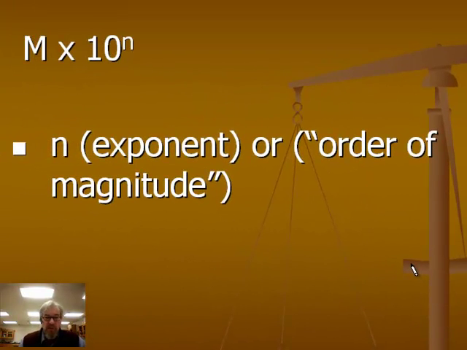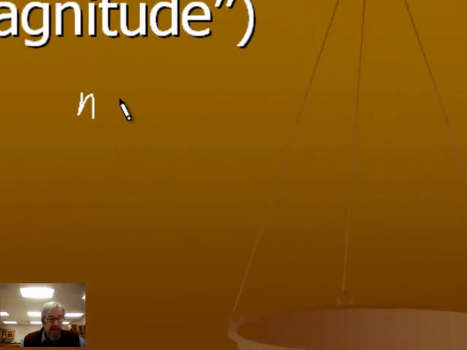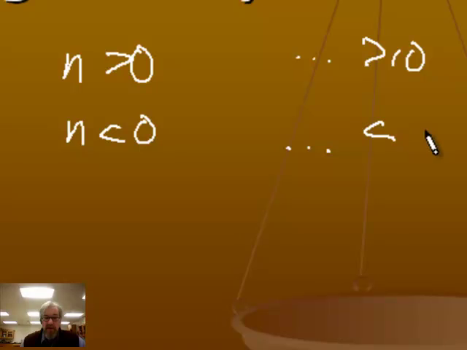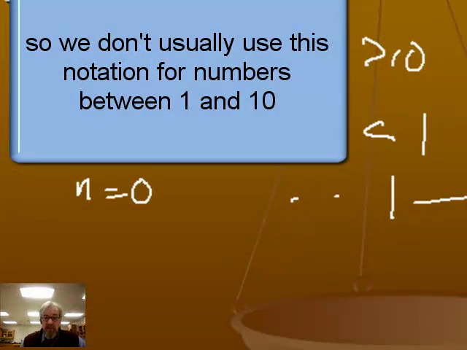The exponent is what n is called, or sometimes it's called the order of magnitude. It's a positive or negative whole number. So n is a whole number. It could be plus or minus. If n is greater than 0, that means that the number you're describing is a number that's bigger than 10. If n is less than 0, then that means the number you're describing is less than 1, so it's a decimal. If n equals 0, well, then that means you have a number that's between 1 and 10.